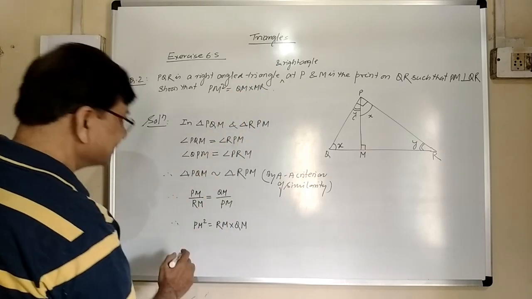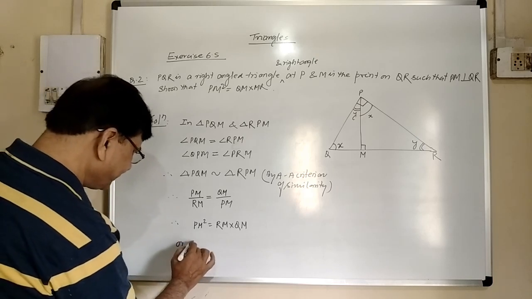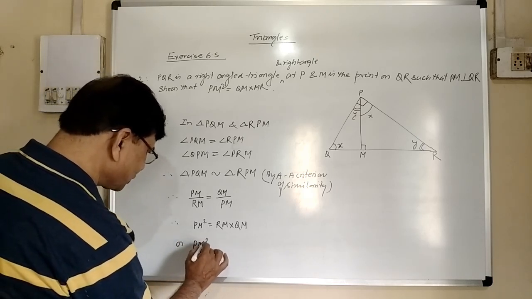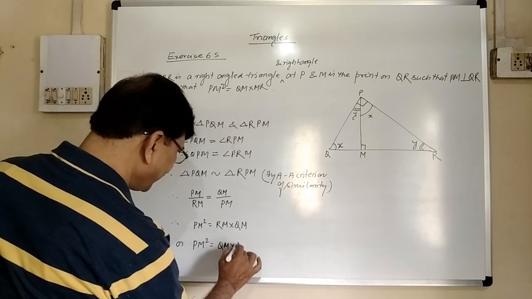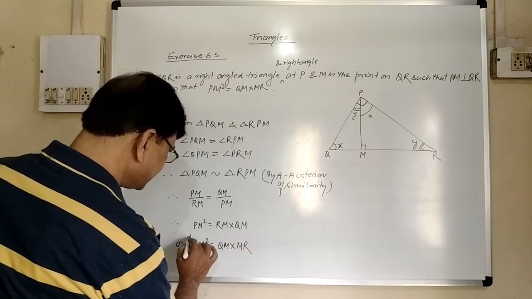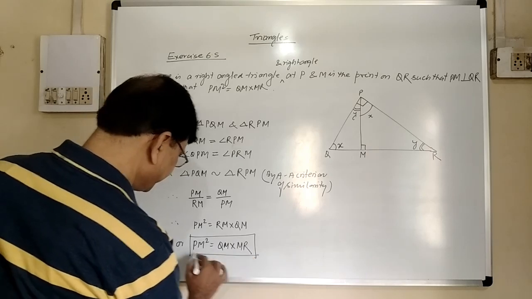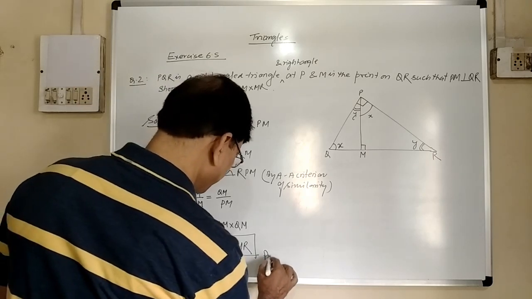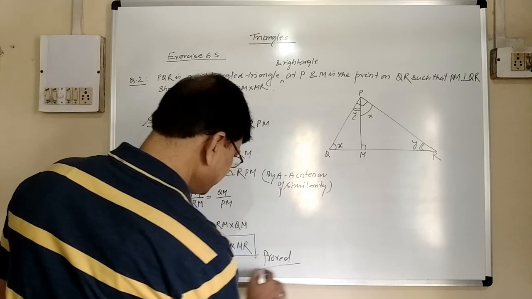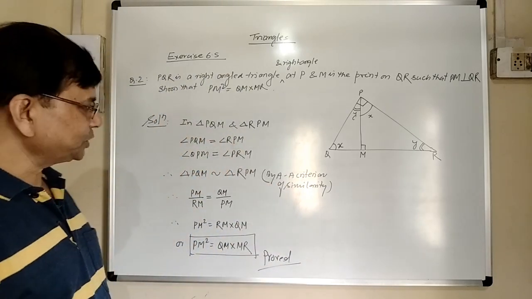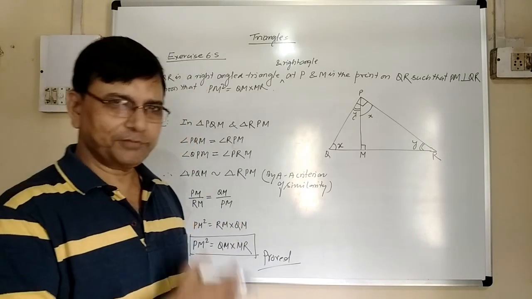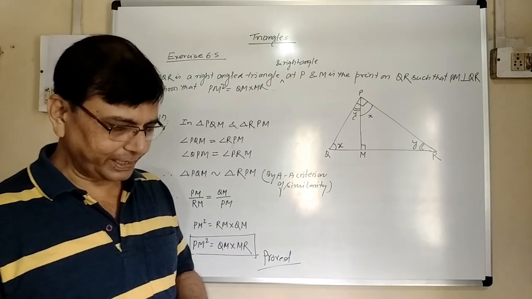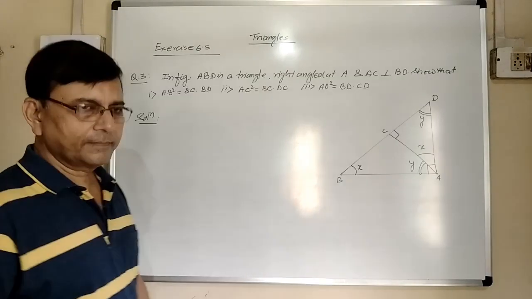RM can be written as MR, so PM square is equal to QM into MR. That is proved. So this way, which triangle is to be considered, that is to be learned. Accordingly, we should proceed. We will go for the next question.